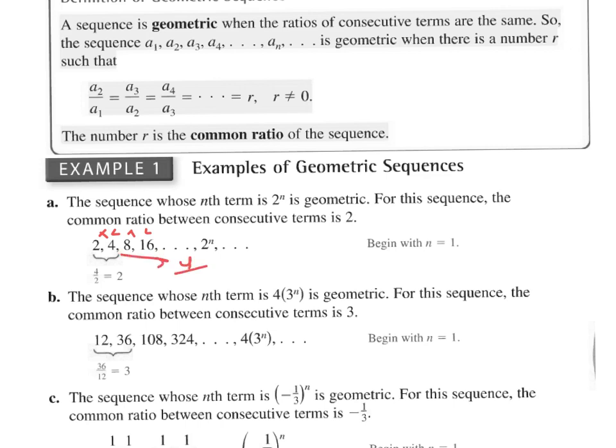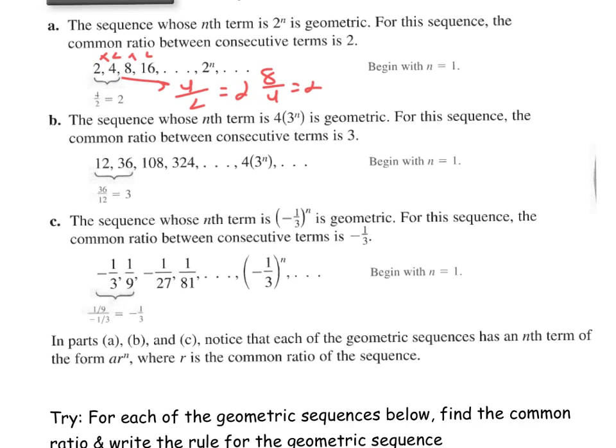Instead, if you do 4 over 2, that's 2. If you do 8 over 4, that's 2. So that's your common ratio. Same thing with the next one. If you divide 36 by 12, it's 3. 108 divided by 36 is also 3. So your R, or your ratio, which is very similar to a difference but is what you multiply or divide by, is times 3.